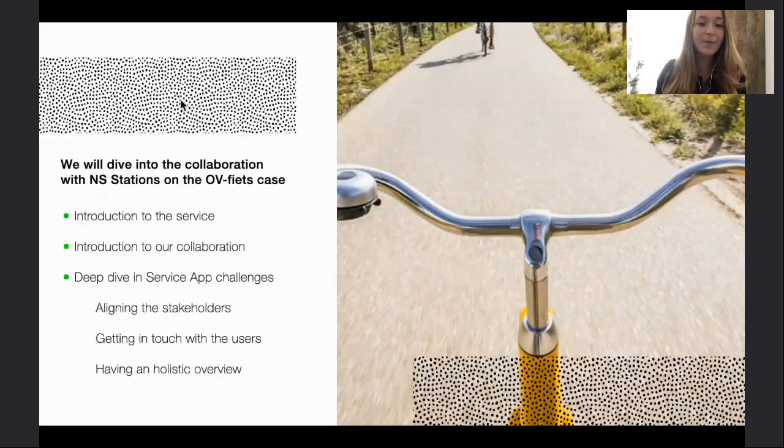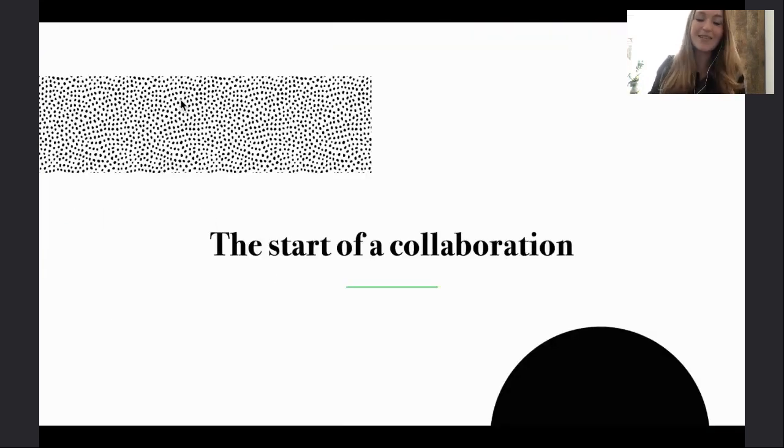And last but not least, I want to dive into one of our recent projects that I did together with Kiki Den Blanke. This was a project around the service app, and we had a few challenges in here, as you can see. And I want to discuss how we face those challenges based on the service design principles mentioned earlier. But let's start off with a short introduction.